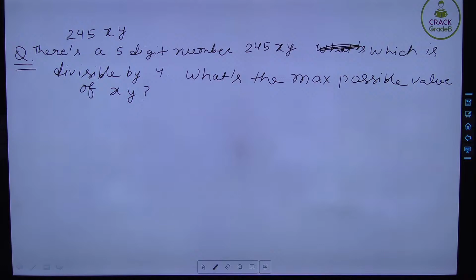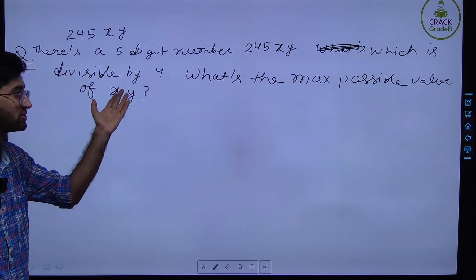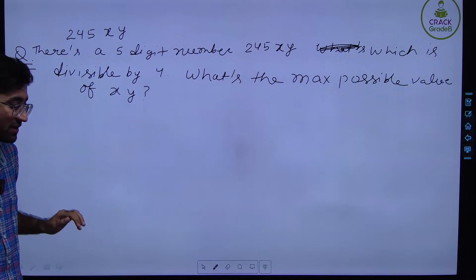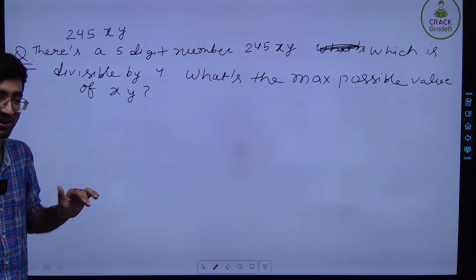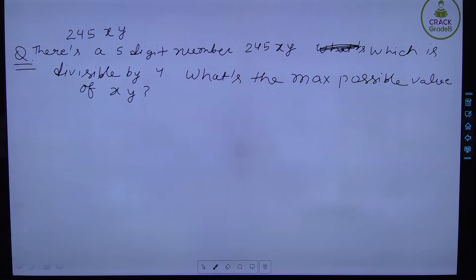There is a 5-digit number 245XY which is divisible by 4. What is the maximum possible value of XY? 96. See, in examination you will also get options, so we will learn how to approach by using options. But for now, I don't bring options, because if I bring options for now, you will not learn. Yes, 96 is the correct answer, but everyone should try to think why 96 is the correct answer.